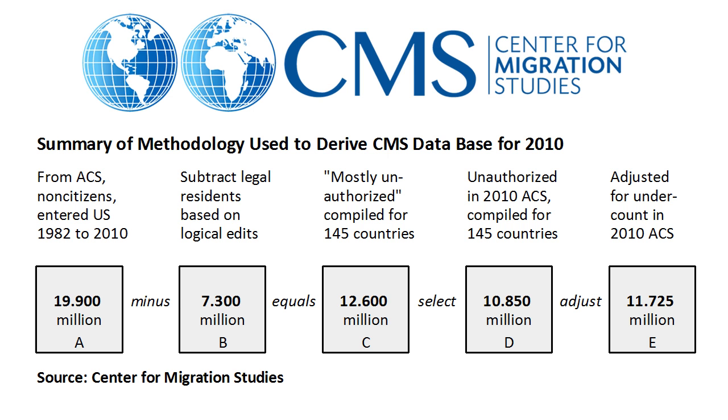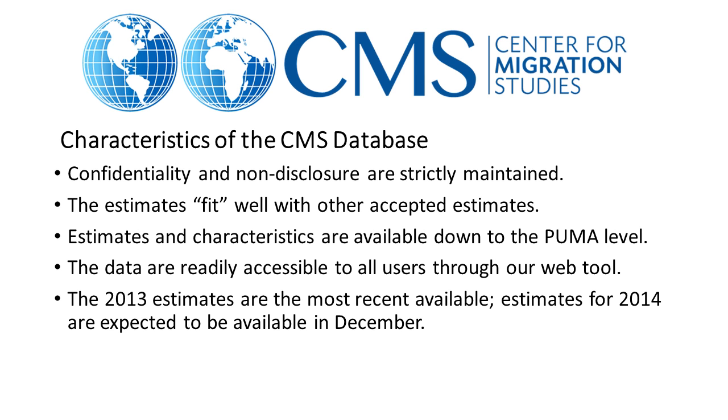Now, looking at the characteristics slide, from a demographer's point of view, here are some important characteristics of the CMS database. First, confidentiality and non-disclosure are strictly maintained. These estimates fit well with other accepted estimates, all of the other estimates that Pew and DHS and others have made. These estimates are right in line with those estimates. The estimates and characteristics are available down to the PUMA level. The data are readily accessible to all users through our web tool.